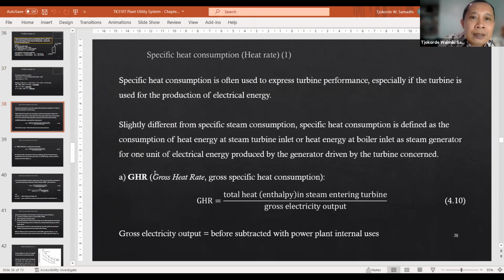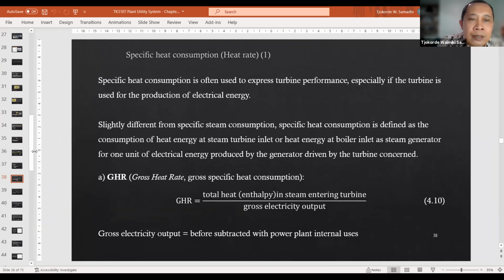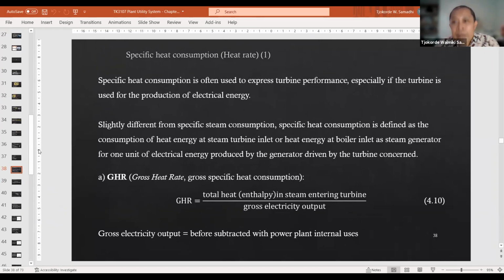All right. Now we're just going to gloss over the second parameter, which is called heat rate. Steam rate and heat rate are different. Heat rate refers to specific heat consumption. It must be calculated in terms of the enthalpy change: the enthalpy of steam entering the turbine minus the enthalpy of steam exiting the turbine. That will be the heat that is converted into work in a steam turbine.